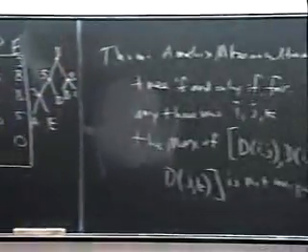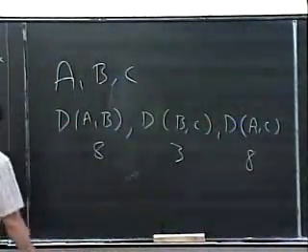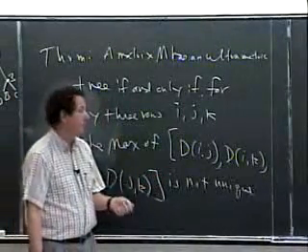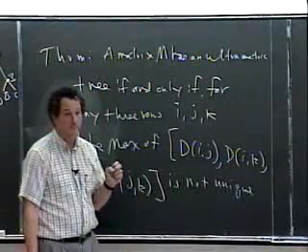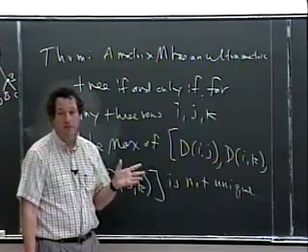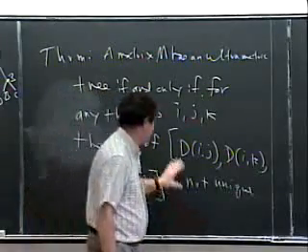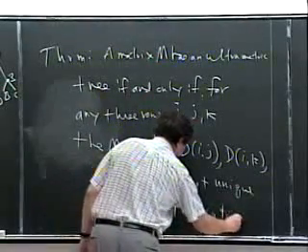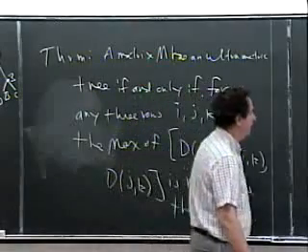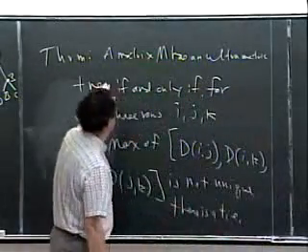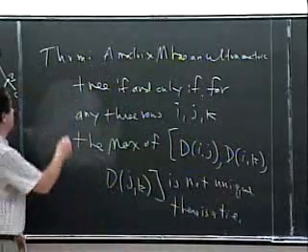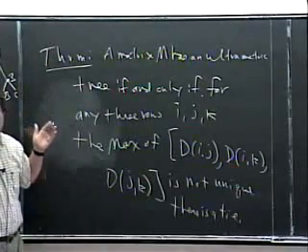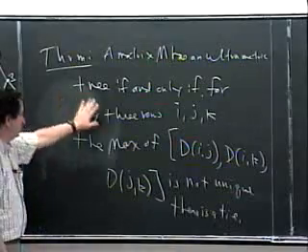So 8, 3, 8. And so what you see is that the largest of those, the max of those, which is 8, is not unique. There are 2 of them. There's always a tie for the max. So that's another way of saying this is not unique. There is a tie for the max. Now, one side of this theorem is very easy to see. If this matrix M is ultrametric, then this certainly has to hold.